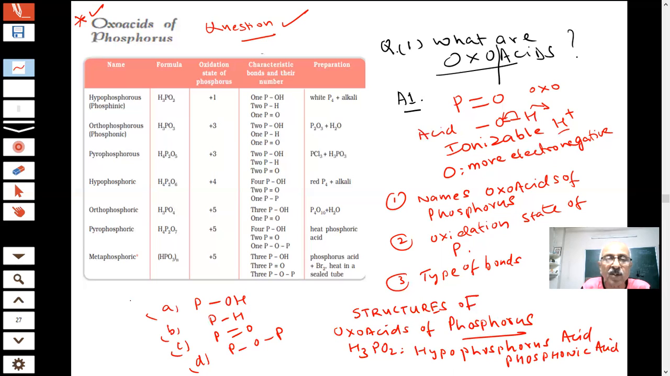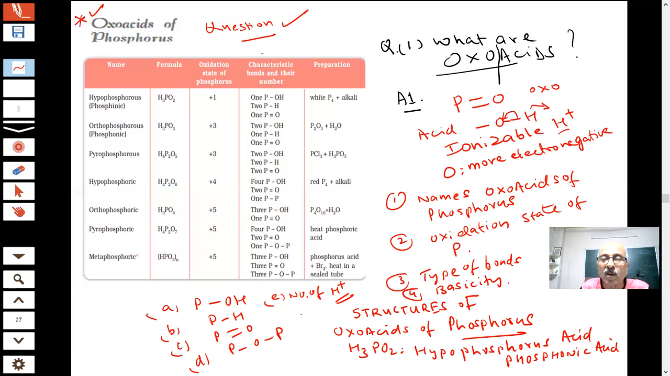Another thing of interest, I said, are the key names, oxidation state, type of bonds, and then their basicity. Important question on basicity. What do you mean by basicity? How many ionizable hydrogens are there? Basicity means how many ionizable H plus ions will be released.